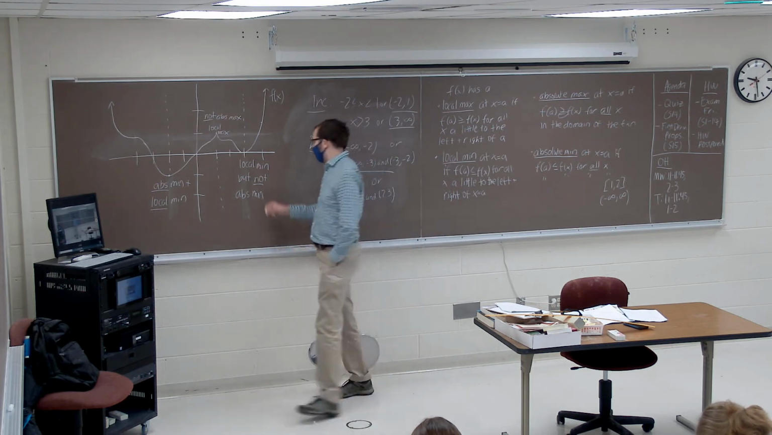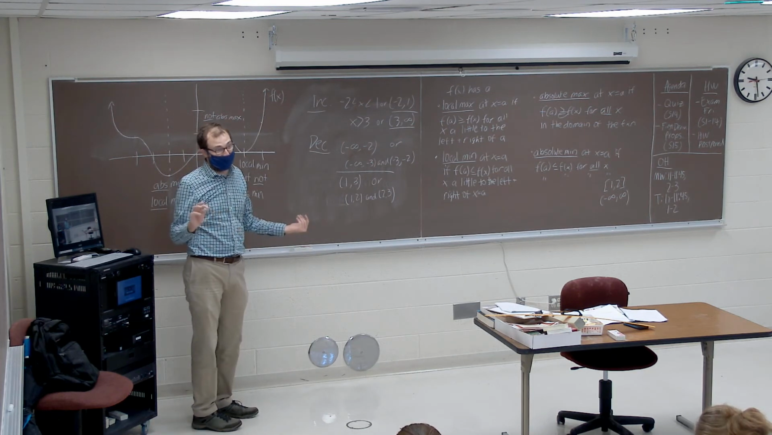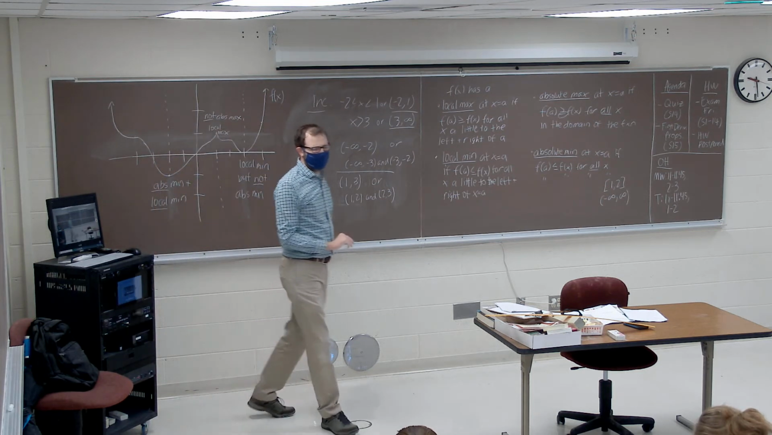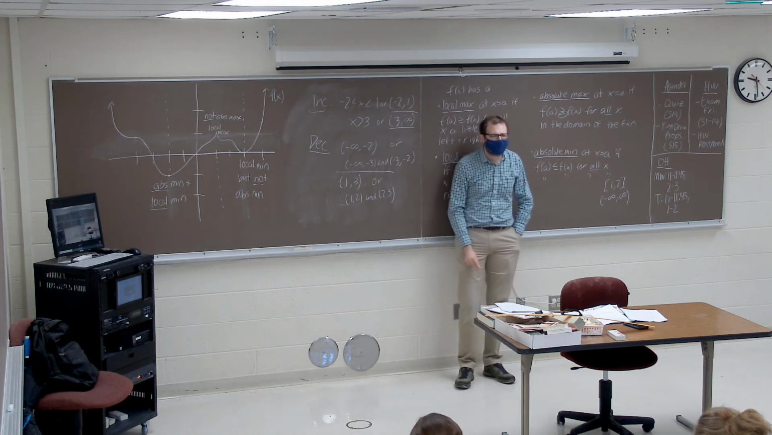Certainly looks like if we go far enough out to the right, our y values are just going to keep getting bigger forever. And ditto to the left. Should we include plus or minus infinity as points where we could have absolute maxima, do you think?